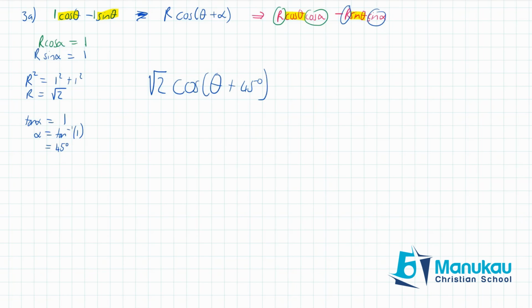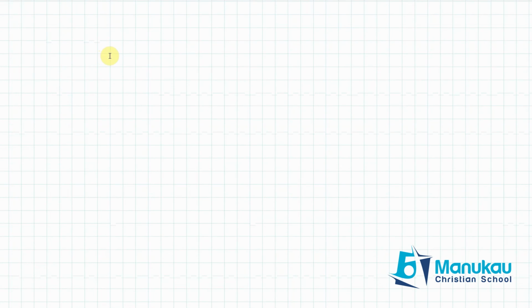Okay, let's try one more example. Okay, I'm going to go do 6a. I need to express square root 3 sine theta minus cosine theta, and I need to do it in this form here. I need r sine theta minus alpha, and then I'm going to use this in part B to solve something.